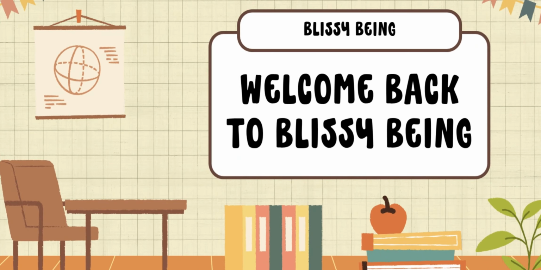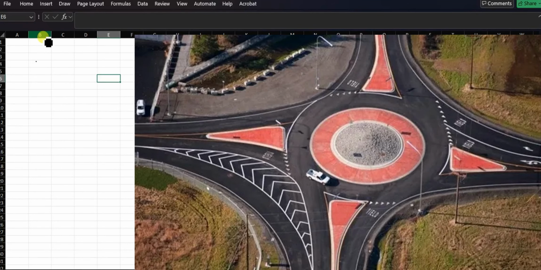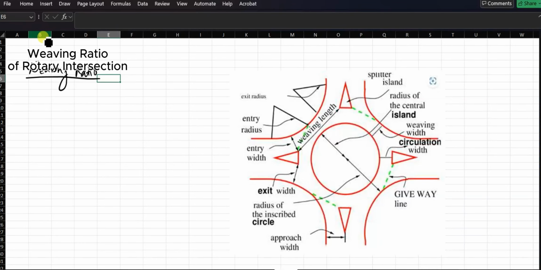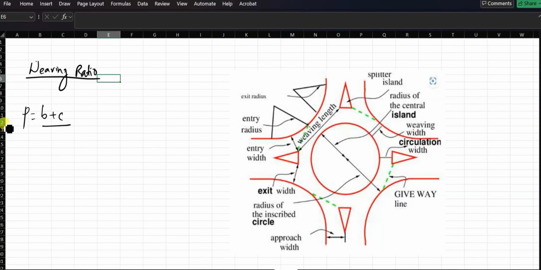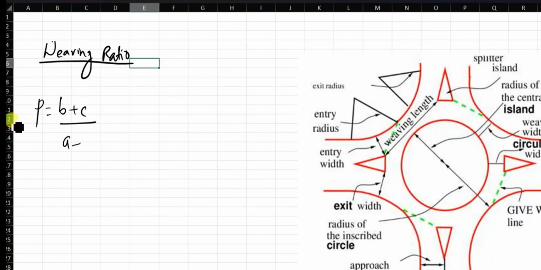In this video, we will find the weaving ratio of the rotary intersection. So if this is a rotary intersection, we have to find the weaving ratio. The weaving ratio is given by (B + C) / (A + B + C + D). So what are these parameters?